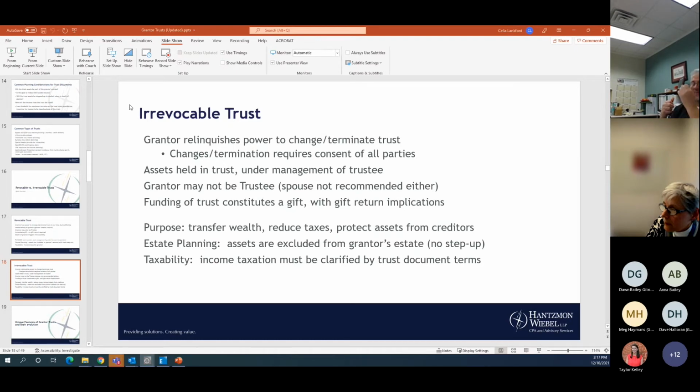Now, how the income of a trust is taxed really needs to be clarified by the trust document, which is another reason why you must read the trust document. As we mentioned earlier, you always have to look at the terms. What happens to the income? What happens to the corpus?